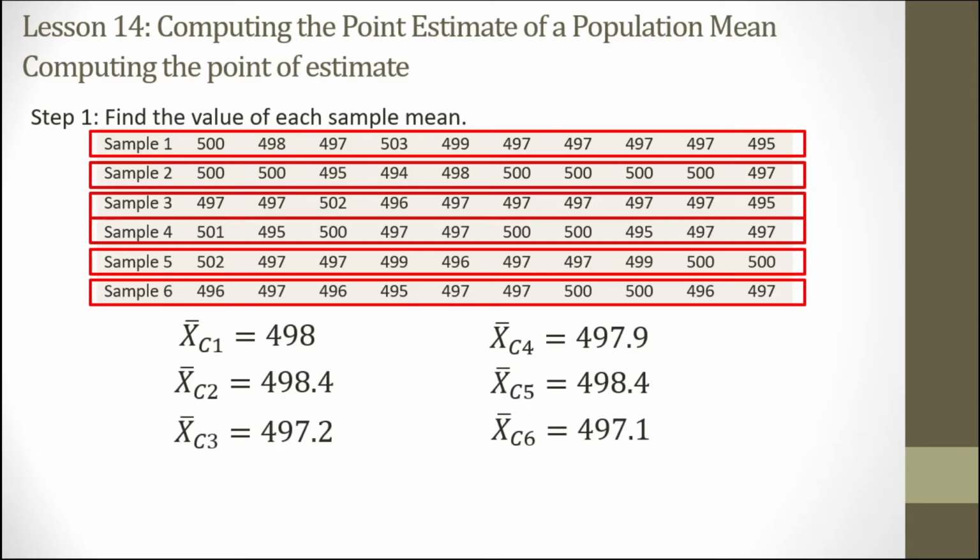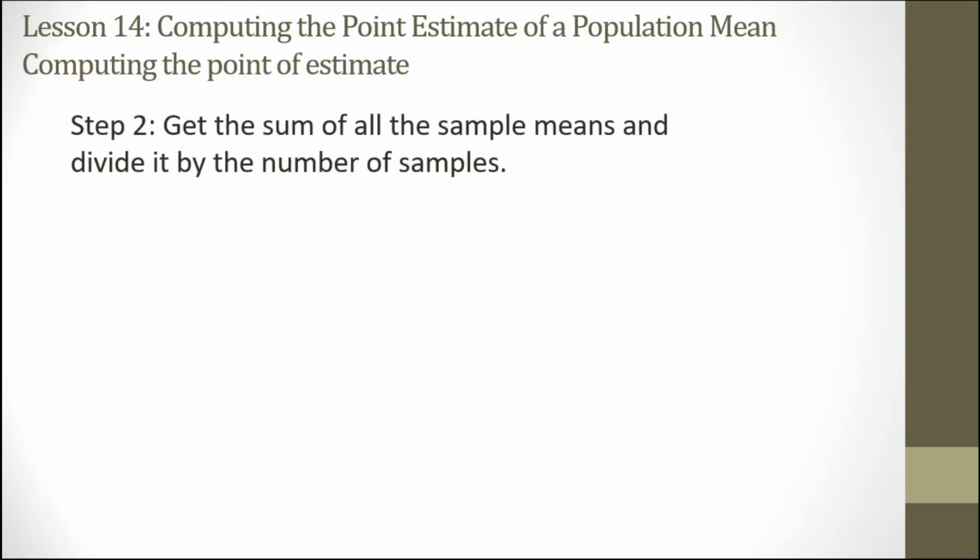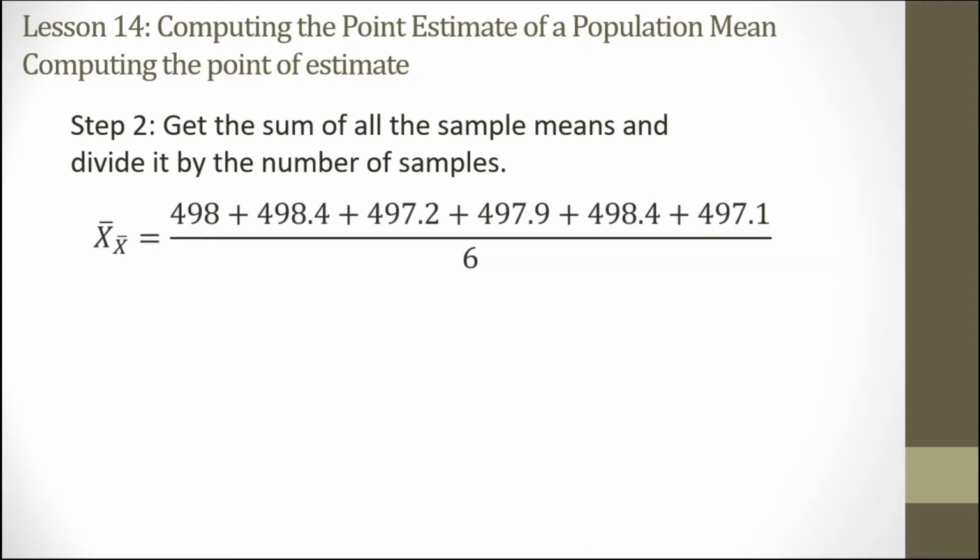Ngayon, ano na ang susunod nating step? Ang next step, get the sum of all the sample means and divide it by the number of samples. So, para makuha ko yung point of estimate, i-add ko yung mga nakuha ko kanina and then di-divide ko sa 6. Parang tinotal ko lang lahat ng data sa table, then dinivide ko ng 60. Pero dito, by samples kasi tayo. Okay? So, sige. Anong sagot dito?